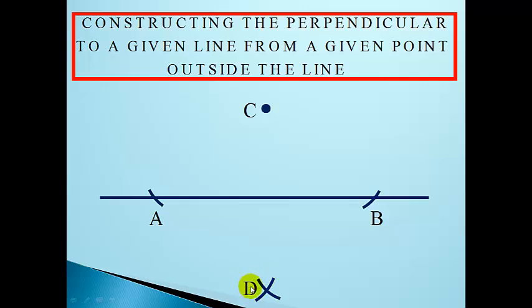We are now going to draw a straight line from C to pass through D, and that is the straight line drawn. This straight line drawn from C passing through D is perpendicular to the line AB. So that is how we construct the perpendicular to a given line from a given point outside the line. Now let's proceed.